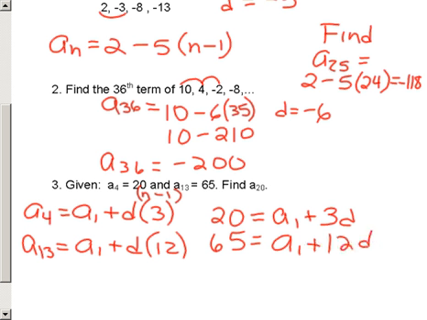If I have 2 equations with 2 unknowns, what can I do? Sure, solve for one, plug it into the other. One variable will go away once you plug it in. Or you can do elimination. I do elimination because I see when I subtract this one from this one, the A1s will go away.